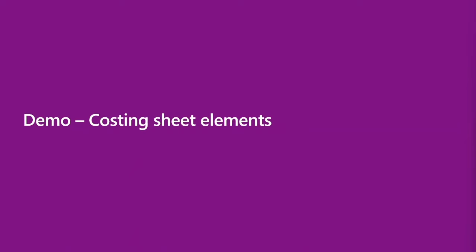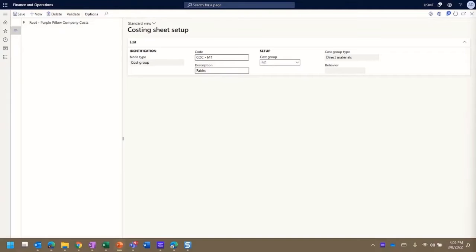So, knowing that a costing sheet is a hierarchy, there are several different types of nodes or elements in the costing sheet. Let's switch over to the system and take a look at a sample costing sheet for our Purple Pillow Company. So, I am here in the costing sheet page. It is found in the cost management module under the indirect cost accounting policies setup area.